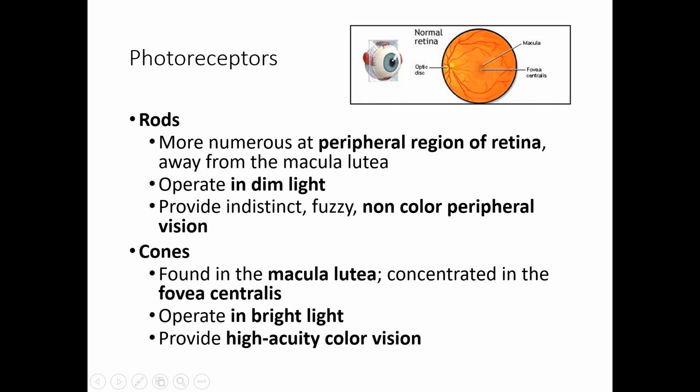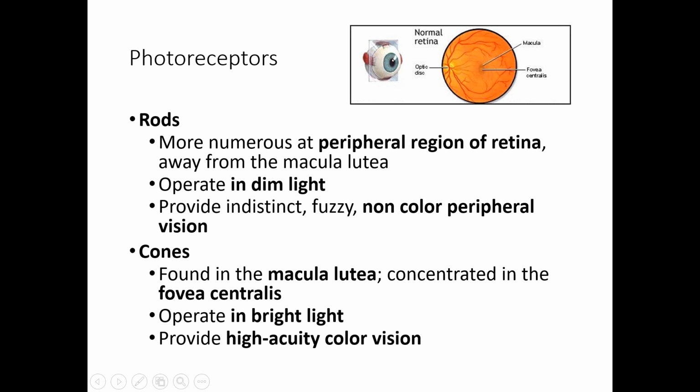Two types of photoreceptors, please know there are differences. Rods are for dim light and cones are for bright light. Rods provide black and white vision, peripheral vision on the sides. Cones provide color vision and high acuity vision in the center right here. So the difference is in location. Rods are on the outside and cones are in the center.